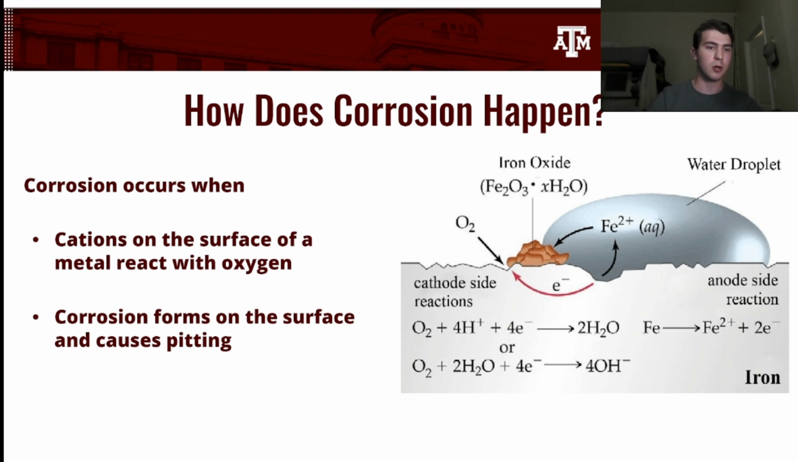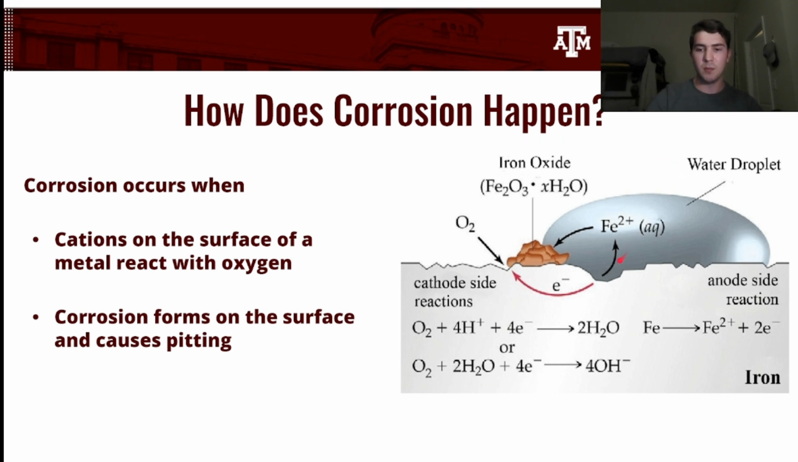Corrosion occurs when cations on the surface of a metal, in the example to the right here we have iron, react with oxygen in water to form certain oxides. In this case, iron oxide, which is Fe2 3+ and O3 2-. This iron oxide then forms on the surface of the metal, leaving behind pitting or degradation, and hydroxides in the water, which can turn it basic and cause pollution.